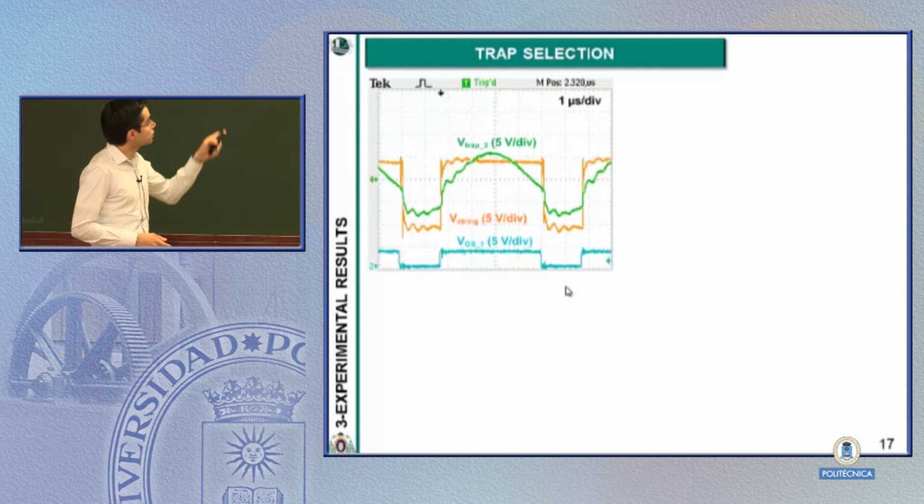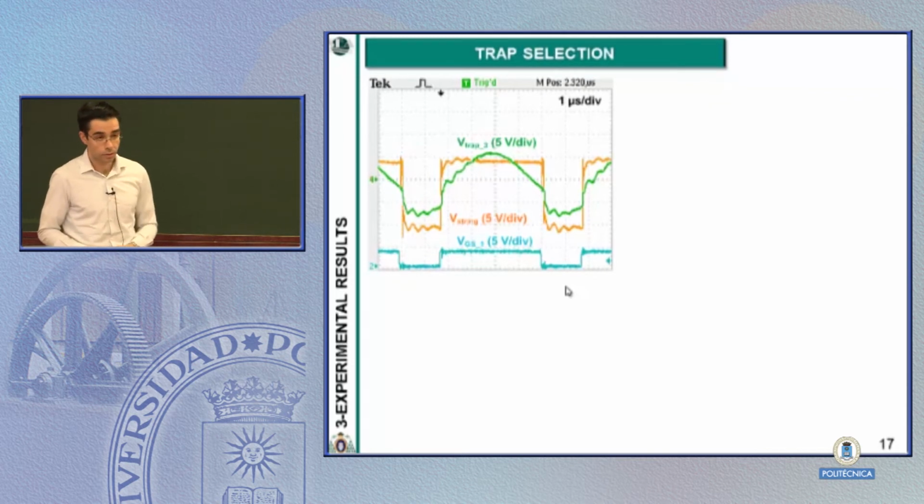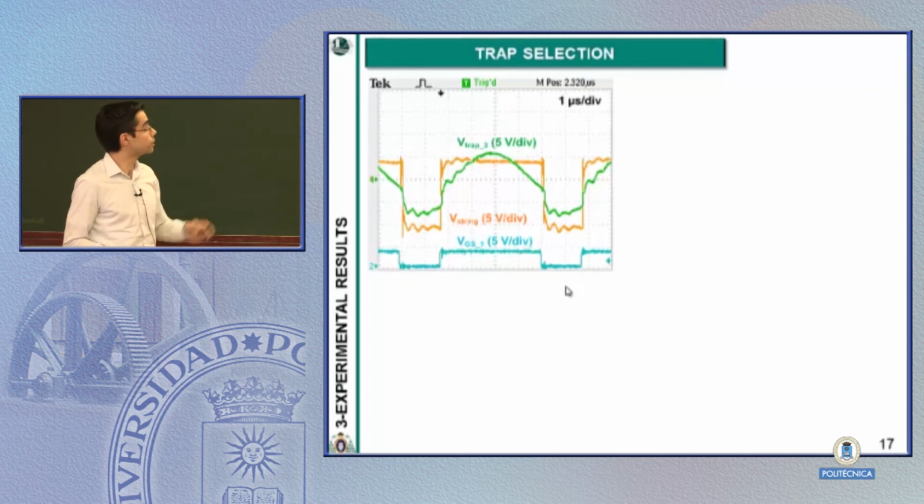What we have here is, in orange, the voltage that we are applying to the string. In green, the voltage of the chosen trap, in this case not trap 1, but trap 3. And in blue, at the bottom of the figure, I have the control signal of one of the MOSFETs.